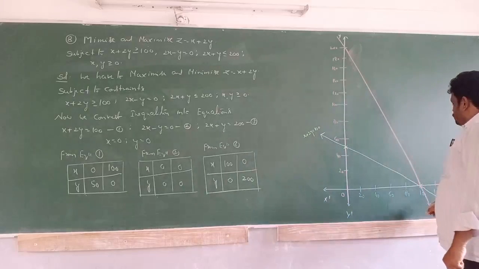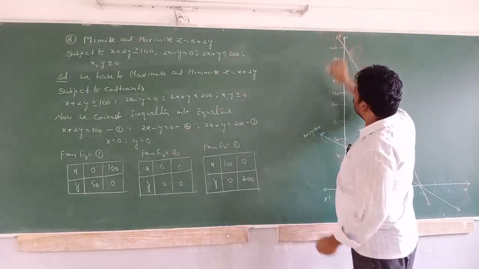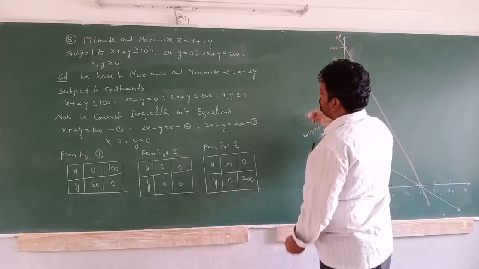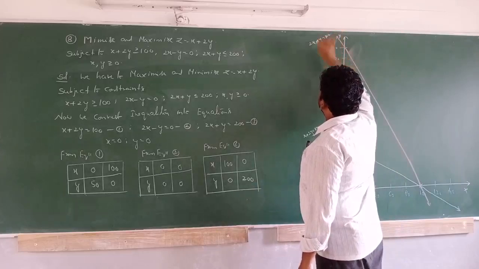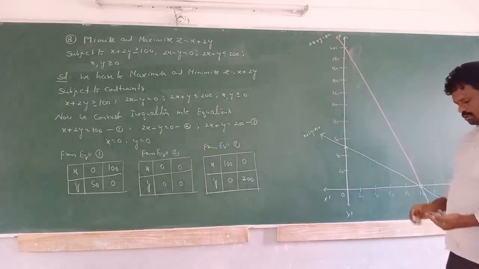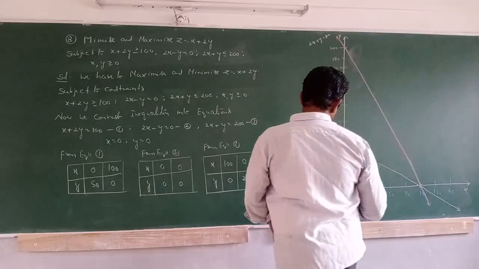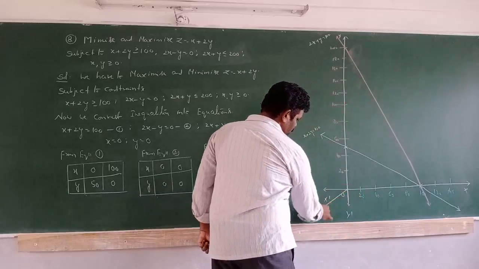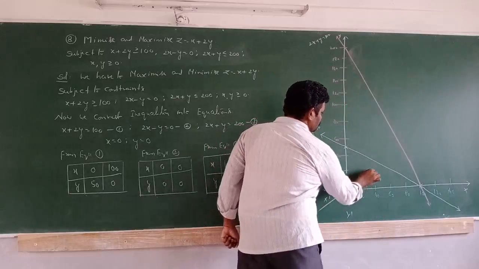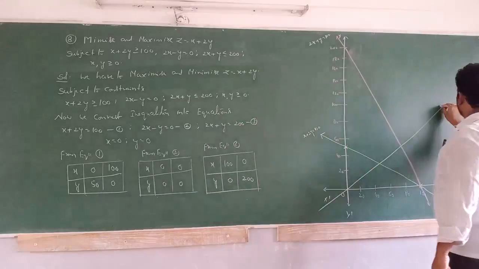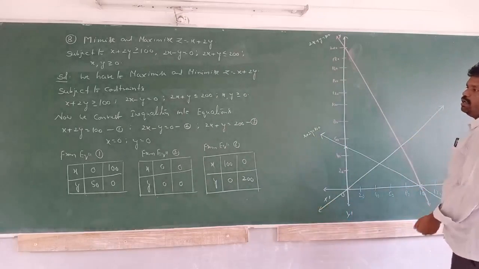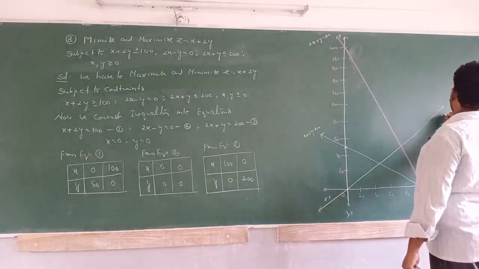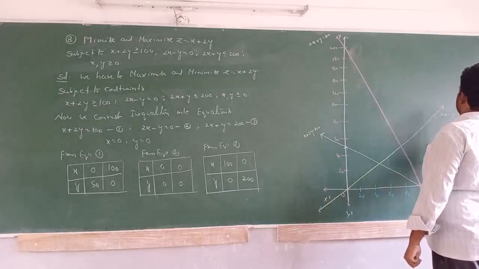Okay? Now this equation, what we are learning here, is 2x plus y is equal to 100. Now this is passing through the origin. Next one, passing through the origin. So this line equation is passing through the origin. So this line equation we are learning is 2x minus y is equal to 0.